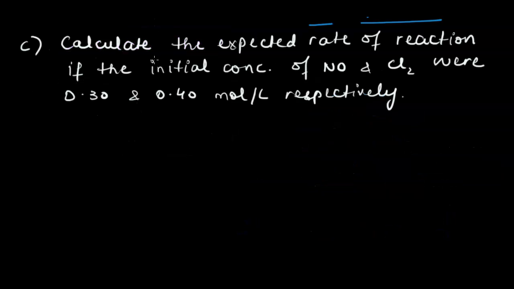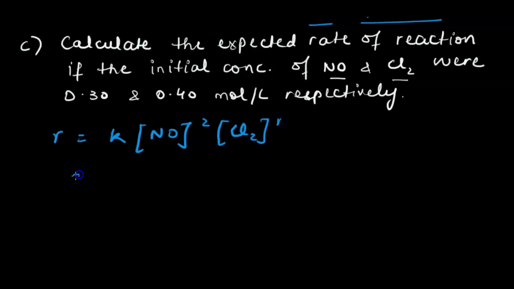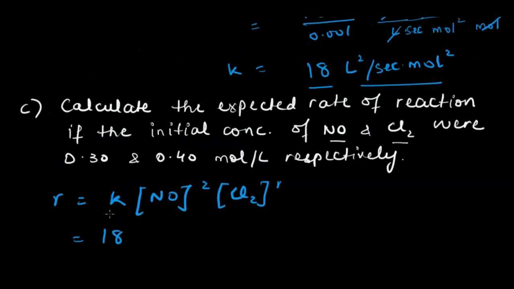Next part of the question wants us to calculate the expected rate of reaction if the initial concentration of NO and Cl2 were 0.30 and 0.40 moles per liter respectively. How do we solve this? We know the rate law is R equal to K NO raised to the power 2 Cl2 raised to the power of 1. Now K for a particular question is always going to stay the same. We know here the K that we got in the previous part was 18, and it is 18 liters square per second mole square.